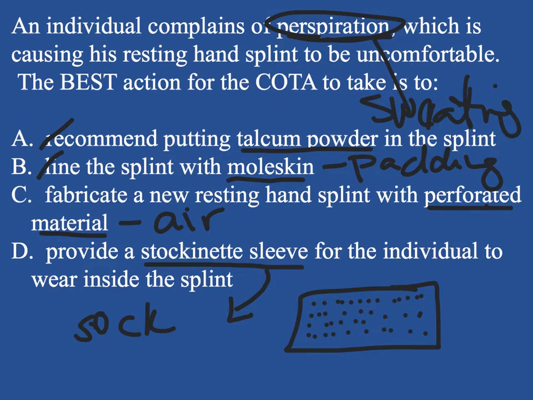Okay. So now, true to NBCOT exam style, we have two that sound like they could possibly be answers. Let's look at what would be the most cost efficient, right? And what would be the most efficient. So a stockinette sleeve, number one, is very cost efficient, but it's also something that would be more efficient in absorbing perspiration. The perforated material helps, but it doesn't necessarily get rid of the perspiration. So between these two, D is actually the best answer. So we're going to choose D.